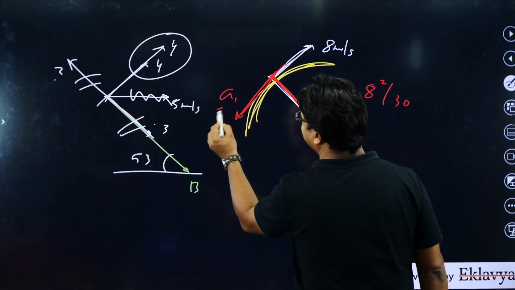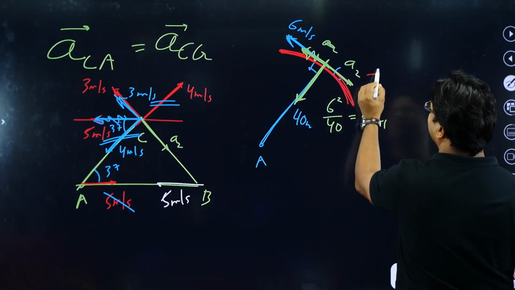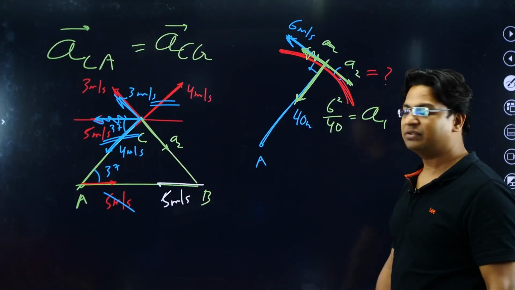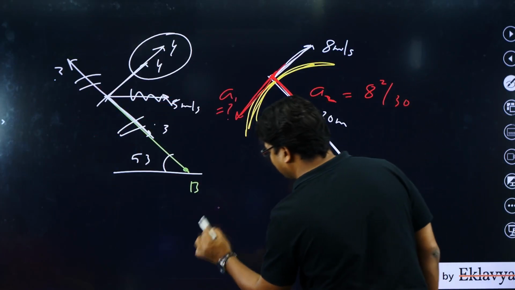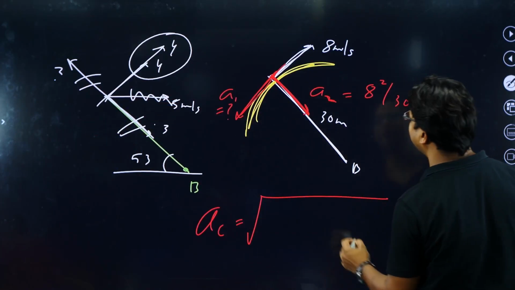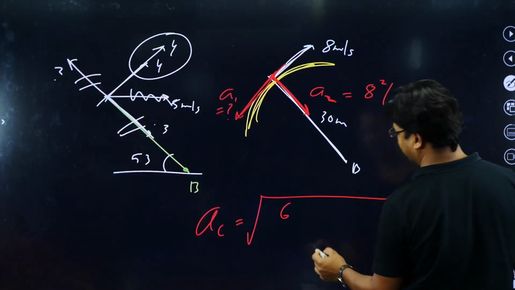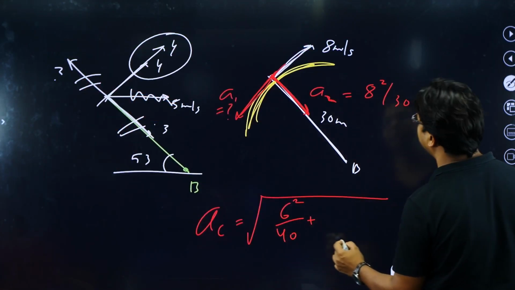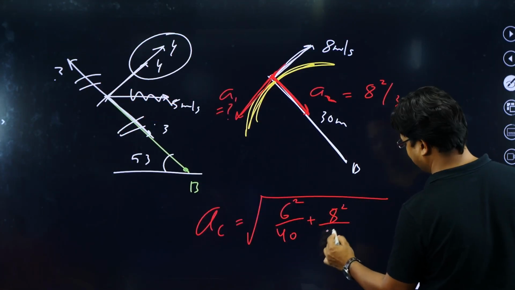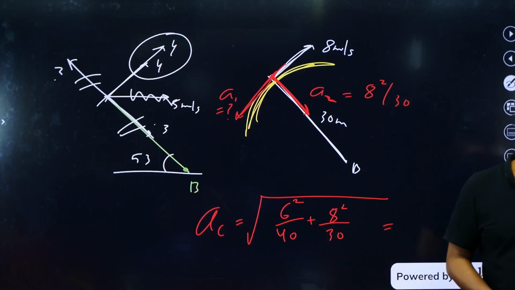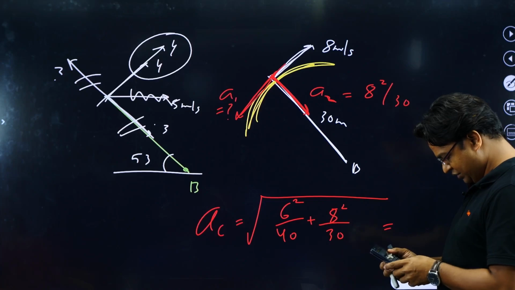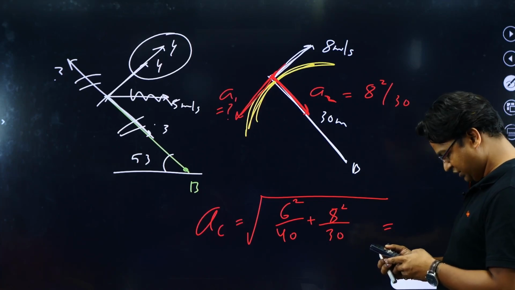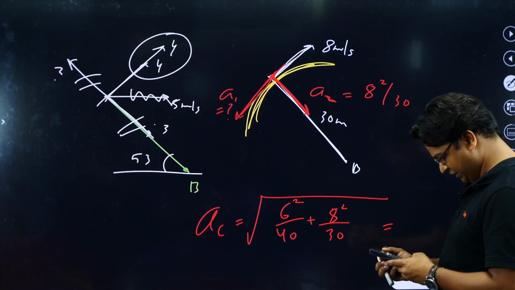So in this frame we don't know A1, in this frame we don't know A2, but using two different frames, using this we have figured out the value of A1, using this we have figured out the value of A2. Therefore the overall acceleration of C would be root of 6 square by 40 plus 8 square by 30, and that should do the job. Let me finish the calculation and let us check. So 36 divided by 40, and this adds with 64 divided by 30.